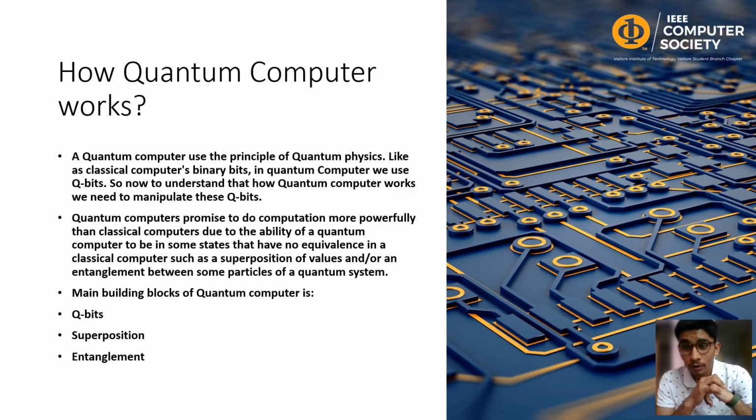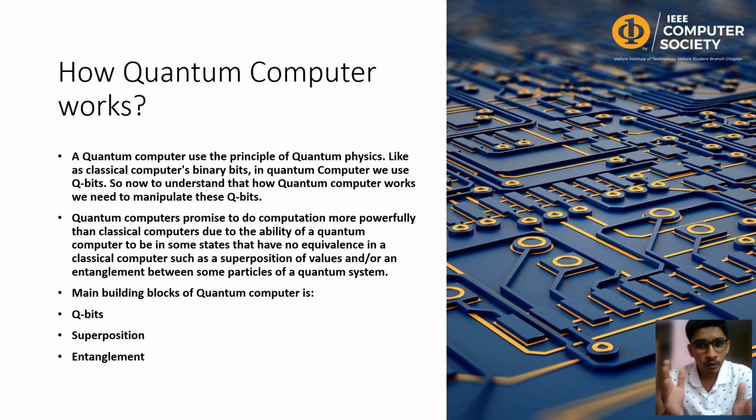Now, very good question. How do these quantum computers actually work? You have three main building blocks of a quantum computer. You have qubits, which we have already understood, you have superposition, and you have entanglement. Both these core concepts I'll explain in very simple language, very easy to understand, in the following slides. But first, let's discuss how quantum computers work.